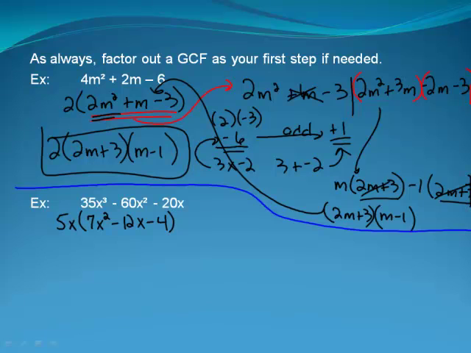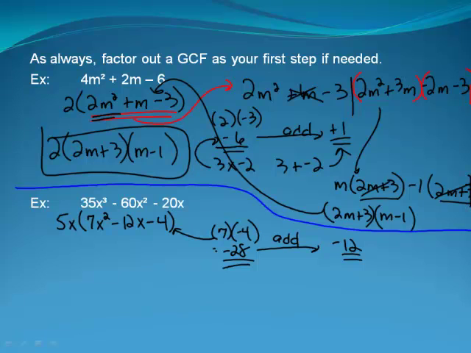Okay, so now we're interested in factoring that term right there. So we're going to take 7 times negative 4, which gives us a negative 28. We want that when we add the factors to give us our middle term, which is negative 12. So 2 factors that multiply to give negative 28, but add to give us negative 12.